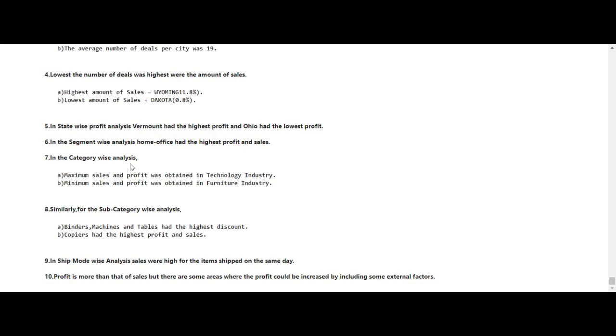In the category-wise analysis, maximum sales and profit was obtained in the technology industry. Minimum sales and profit was obtained in the furniture industry. Similarly, for the subcategory-wise analysis, printers, machines, and tables had the highest discount. Copiers had the highest profit and sales. In the shipment-wise analysis, sales are high for the items shipped on the same day. Last and the 10th one, profit is more than that of sales, but there are some areas where the profit could be increased by including some external factors into it.